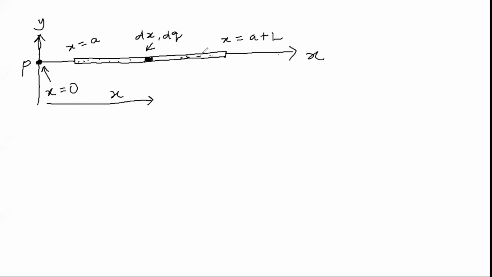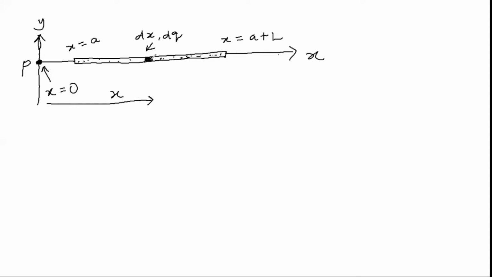Okay, so we decided to construct a coordinate system. We constructed it in such a way that the origin coincided with the point where we want to calculate the electric field. And then since from the question, we have been told that the distance from one end of the road to the point where you want to calculate the electric field is A, at this point we can say x is equal to a. And at the other end of the road, x is equal to a plus L.